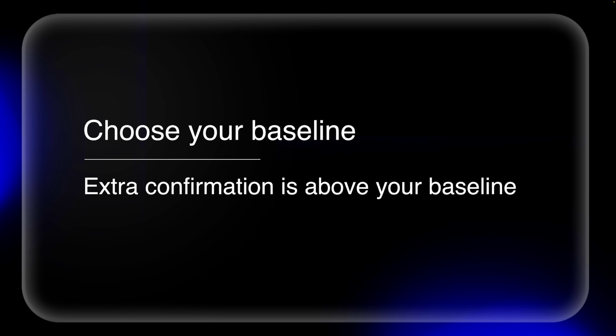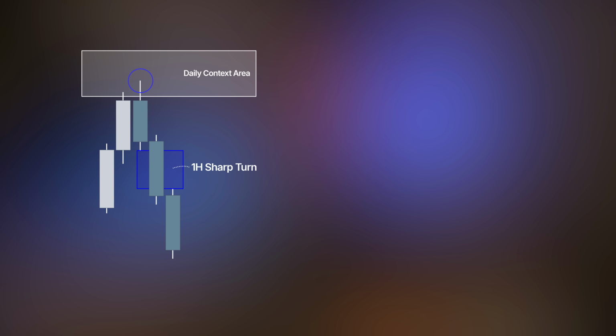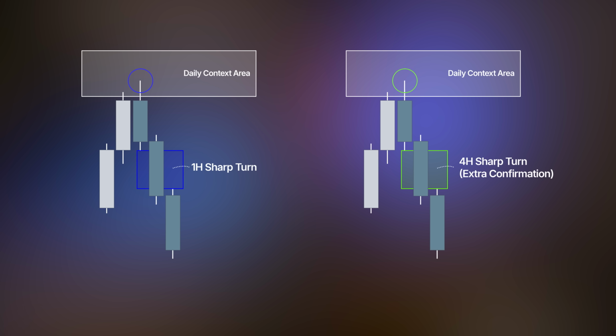And when we talk about extra confirmation for a sharp turn entry, if you use a sharp turn entry and you look at a 1 hour sharp turn from a daily context area, but the context area, you're not too convinced on it, you're not sure if it's very high probability. Okay, you want extra confirmation. Instead of a 1 hour sharp turn, you can go into the 4 hour and wait for a 4 hour sharp turn instead. And that is above your baseline. When you focus on sharp turn entries, ideally focus on going up timeframes.